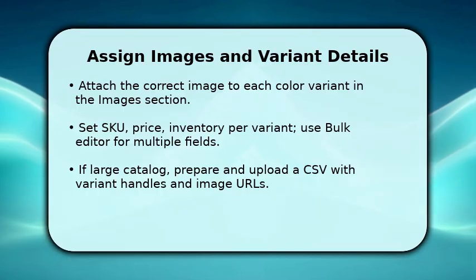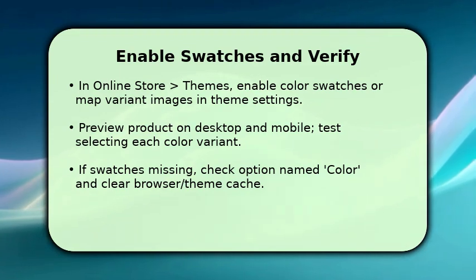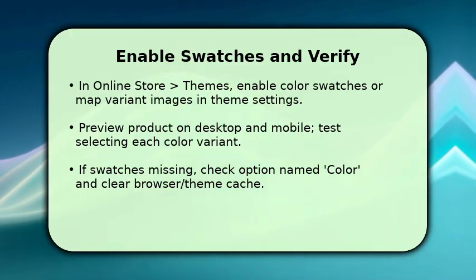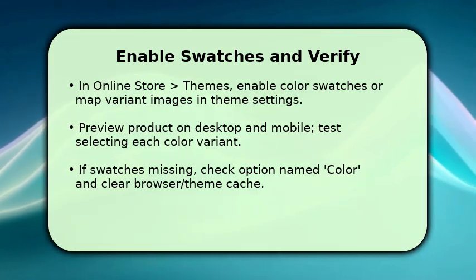Finalizing requires theme integration. Go to online store themes, customize and enable color swatches, or set the product media to swap on variant selection. Once enabled, preview the product on desktop and mobile. Click each color and confirm the image and price update.